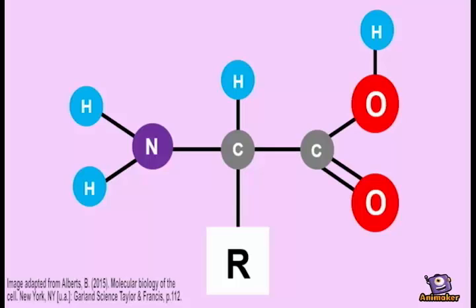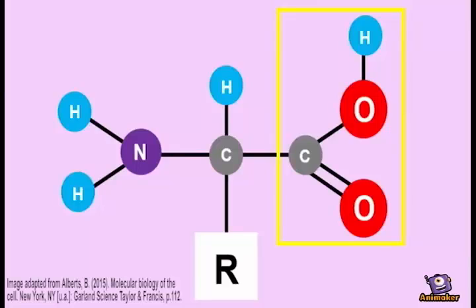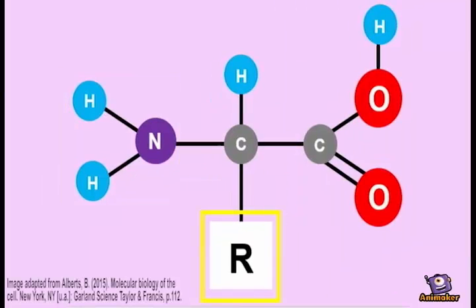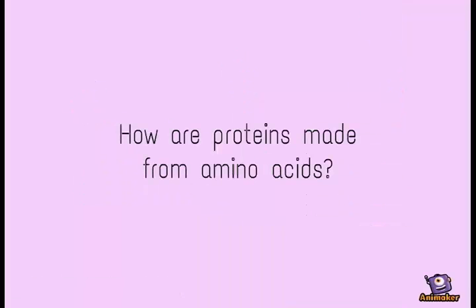This image shows the basic structure of an amino acid. There is a carboxyl group on one side and an amine group on the other side. They also have side chains which are unique to every amino acid. So how are proteins made from amino acids?